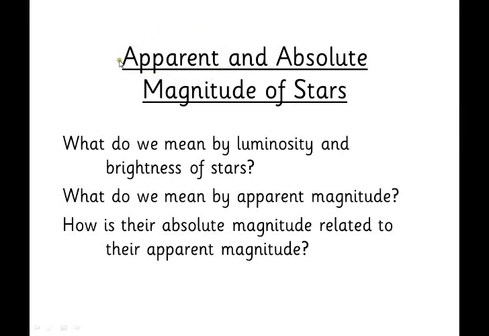So we're going to look at two things here: the apparent magnitude of the star, that's how bright it looks to us, and the absolute magnitude of the star, that's a measure of how bright it really is. We need to start off by looking at luminosity and brightness and define those two terms. Then we need to define this scale called apparent magnitude, which is a rather confusing scale for historical reasons, and then we need to relate that to the absolute magnitude.